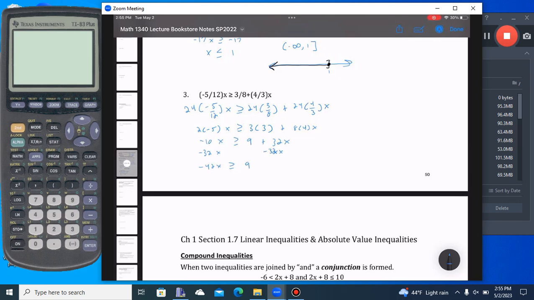And when you divide by the negative 42, we have to flip the inequality. So we get x is less than or equal to 9 over negative 42. That reduces down to 3 over negative 14. So we can write this in set notation, x such that x is less than or equal to negative 3 over 14. Write as interval notation, negative infinity up to negative 3 over 14. That's included, so we'll use a bracket.